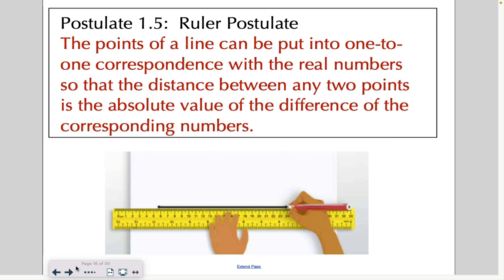Okay, next postulate, the ruler postulate. It sounds like something you would actually show to kindergartners. Anybody want to read the ruler postulate to us? Instead of me talking? Somebody? Cece. Points of a line can be put into one-to-one correspondence with the real numbers, so that the distance between any 2 points is the absolute value of the difference of the corresponding numbers. Okay, so this is essentially telling you something you've known for a couple years. You can find distance using absolute value, whether it be on a ruler or just on a straight number line.